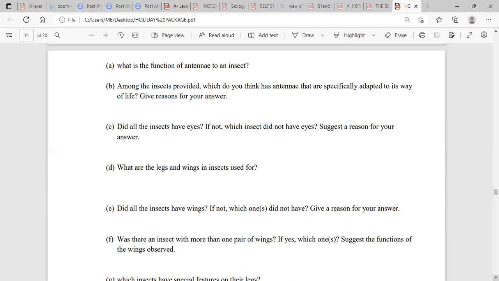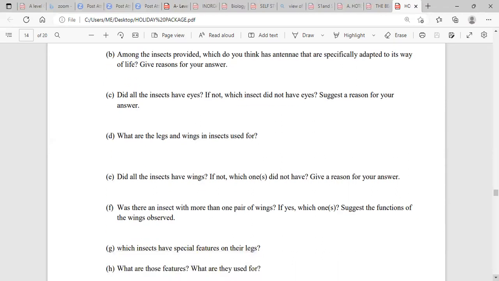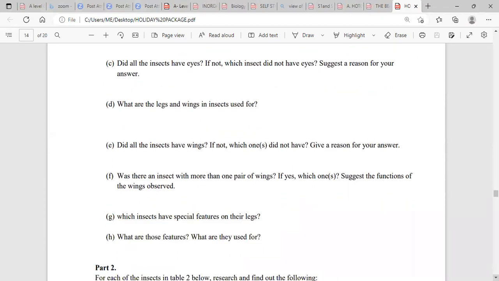Was there an insect with more than one pair of wings? If yes, which one is it? And state the function of the wings that have been observed. If you look at the insects and find that most of them possess one pair and the other one has an extra pair, then it must be a specific characteristic for that organism to live a particular kind of life that is better off, or different from the other ones. Perhaps the presence of an extra pair of wings is of great significance, or it improves the standard of living of such an insect.